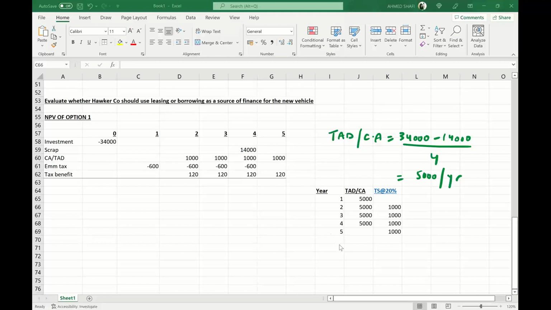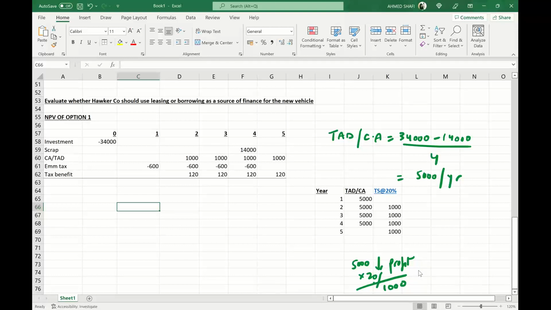Now, if you say that you are getting a benefit of 5,000 in depreciation, so this will reduce your profits by 5,000. And if my profits are reduced by 5,000, obviously you have to pay less tax. What is the tax rate? So less tax of 1,000. This is what tax benefit is.